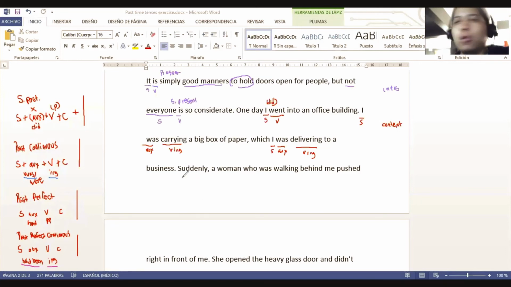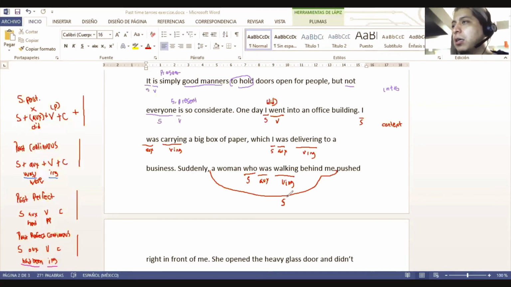Suddenly, like out of nowhere, from one moment to another, like with no warning, suddenly, a woman who, this is the subject, was walking behind me. So again, the verb is with ing. This is again the context. A woman who was walking behind me. So there was one woman that was walking behind him. He was walking, and the woman was behind him. Okay, this woman, all of this, a woman who was walking behind me.